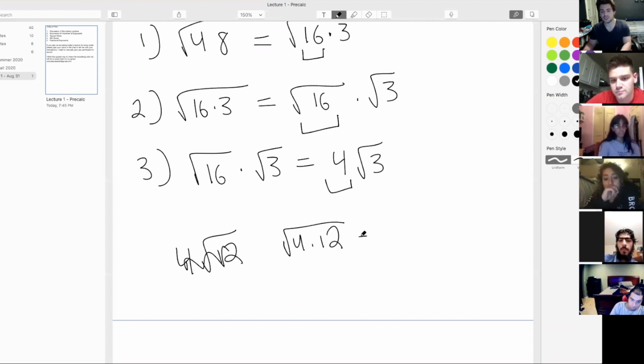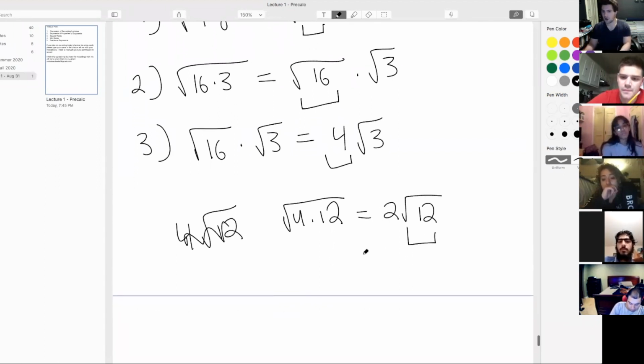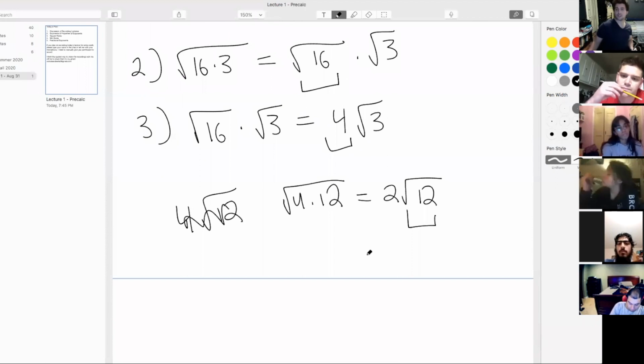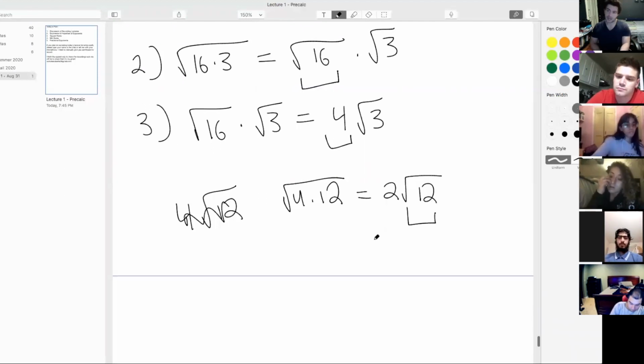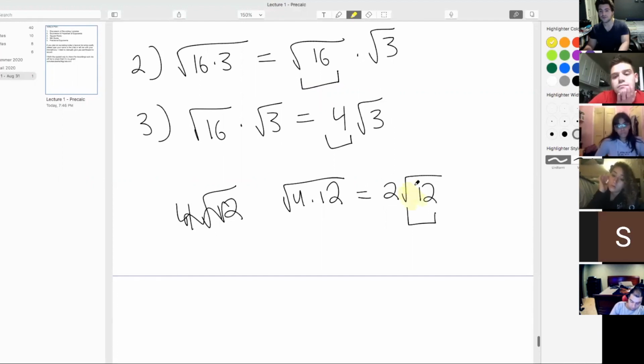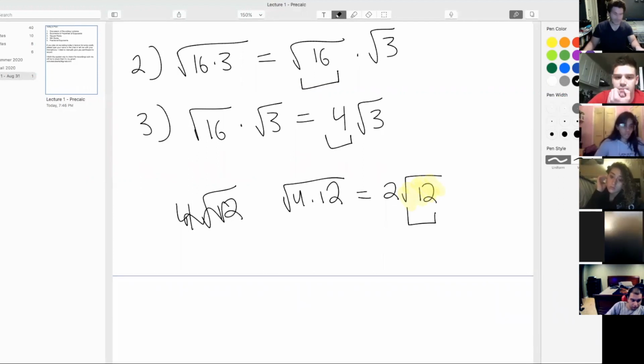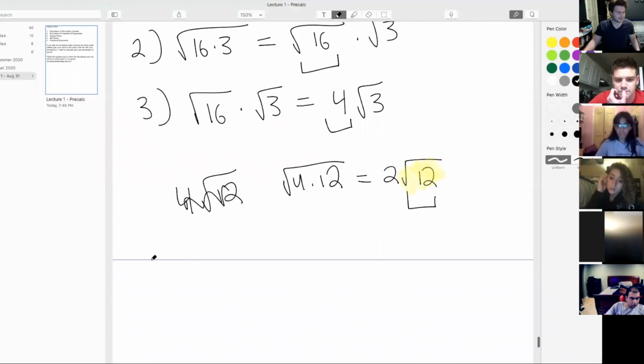You just may need to use the procedure again on the resulting radical. So you want to try and factor out the biggest perfect square, like we were doing. But if you factor out a smaller one, that's okay. You may have to repeat the process on the resulting radical. Good. Thank you. Yeah, of course. All right, so that's that.